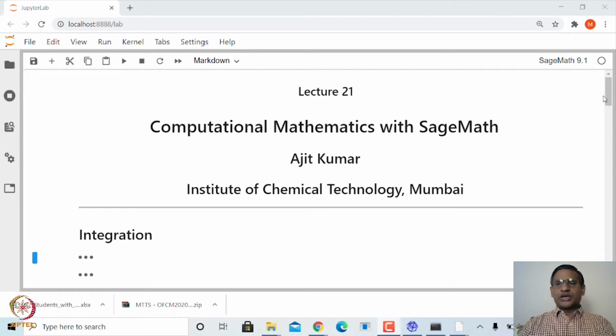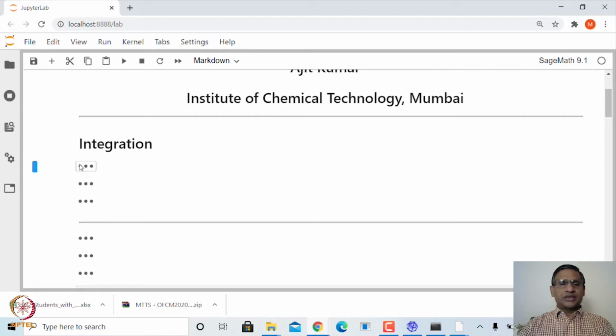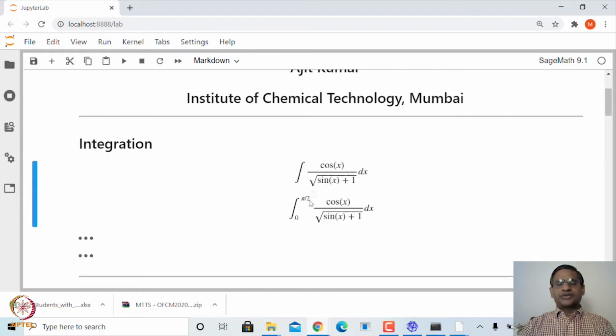So suppose you have to find an integral of this kind: the integral of cos x divided by square root of sin x plus 1 dx, and the integral of the same function from 0 to pi by 2. The first is called an indefinite integral. This is what is called a definite integral. So how does one find this in SageMath?